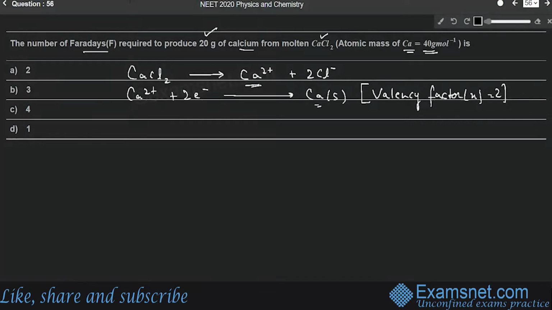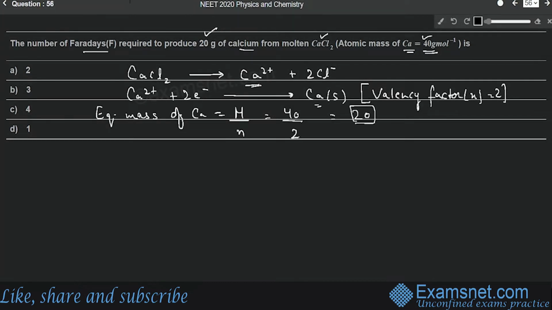Now, when the valency factor is 2, what will be the equivalent mass of calcium? We know that equivalent mass is equal to atomic mass divided by valency factor. Okay. So here atomic mass is given, it is 40 grams per mole. So 40 divided by valency factor 2. So the equivalent mass of calcium is 20.